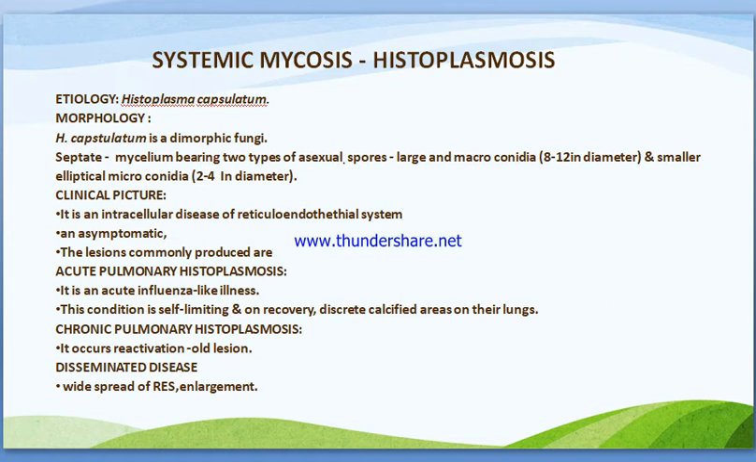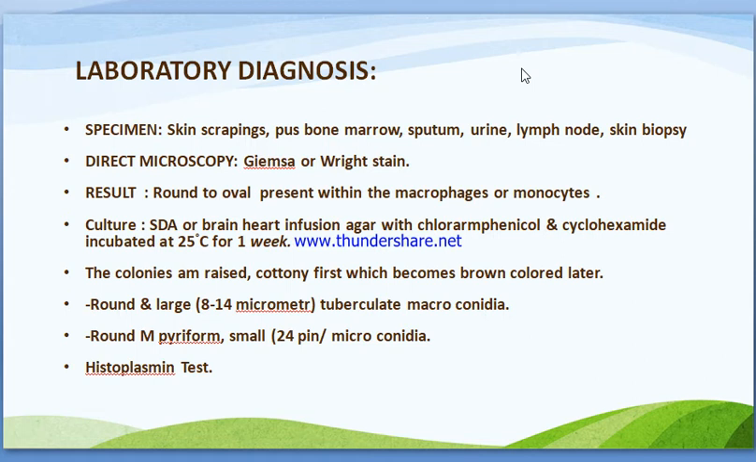Now we are going to see about the laboratory diagnosis. The specimens collected for this disease are skin scrapings, pus, bone marrow, sputum, urine, lymph node, and skin biopsy. For direct microscopy, a smear made from the pus or sputum is stained with Giemsa or Wright stain and observed under the microscope. The organism appears as small, round to oval cells ranging from 2 to 3 and 3 to 4 μm in diameter, present within macrophages or monocytes or in free tissues.